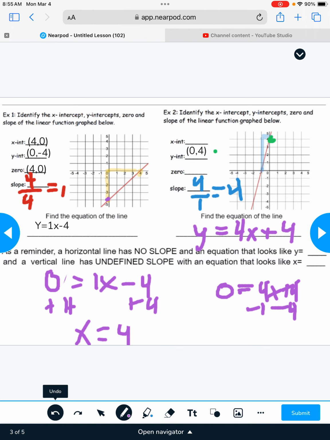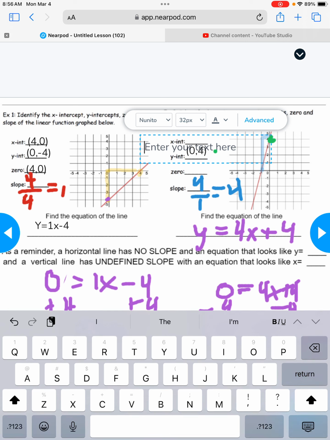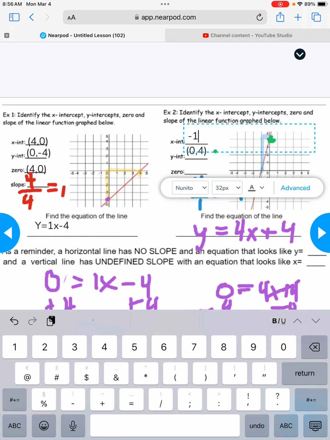on the other side of the equal sign, I apologize. That gives me negative 4 equals 4x. When I divide by 4 on both sides, I get where x is negative 1. That I can then take to my x-intercept up here, and I can write in that negative 1, 0 is going to be my 0.